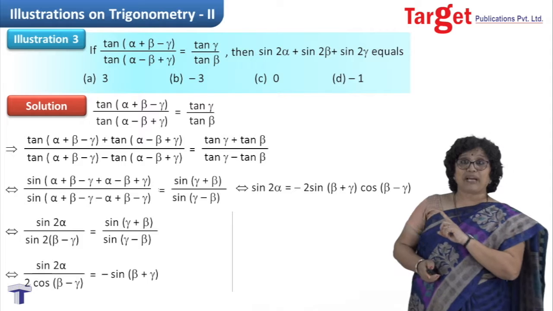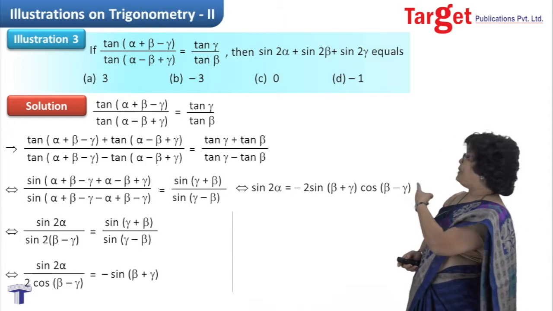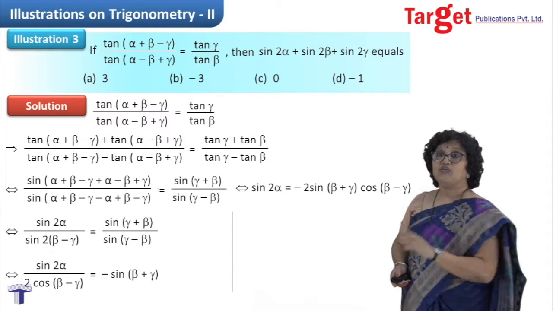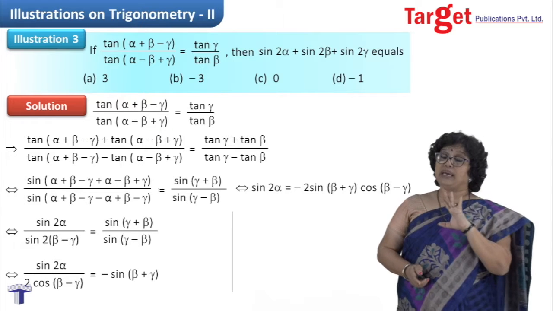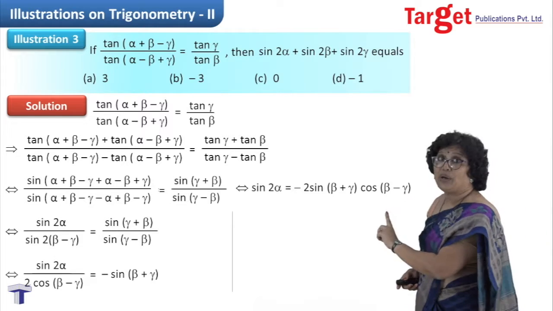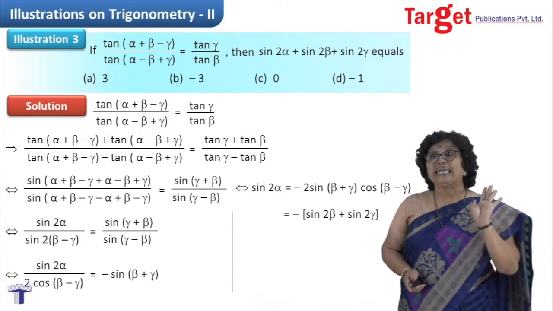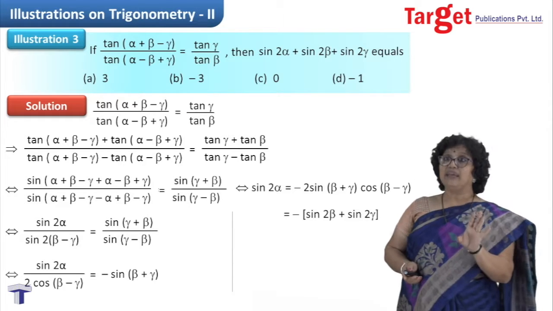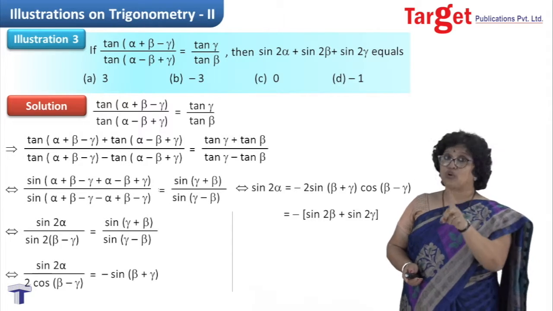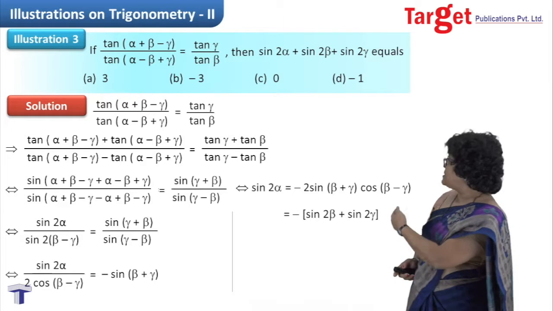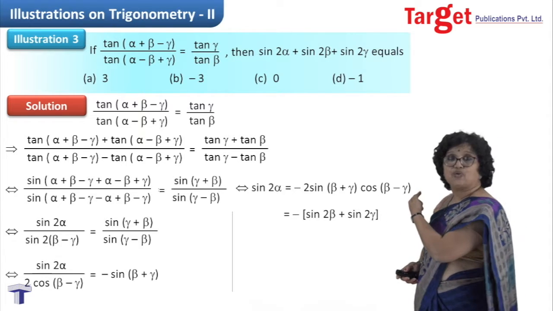Now the right hand side becomes minus 2 sine (beta plus gamma) cos (beta minus gamma), which is of the form 2 sine A cos B. Now mind you please, the left hand side is sine 2 alpha and I am not going to disturb that. I keep that the same and then further use the formula of 2 sine A cos B, and that leads to minus times sine 2 beta plus sine 2 gamma.